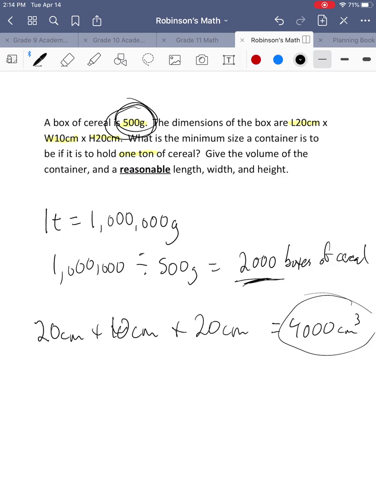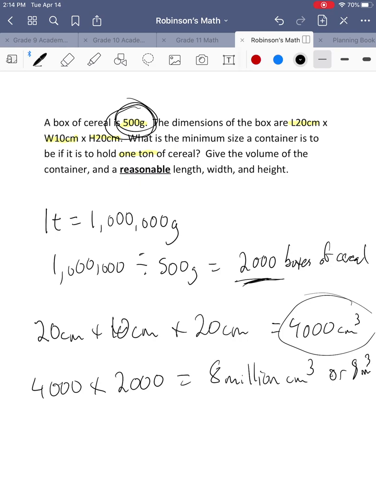So if 1 box is 4,000 cubic centimeters, and we need 2,000 of these boxes, then we can start figuring out our answer. So we've got 4,000 cubic centimeters per box, times 2,000 boxes, equals 8 million centimeters cubed. Or, if we convert that into meters, that is 8 meters cubed.